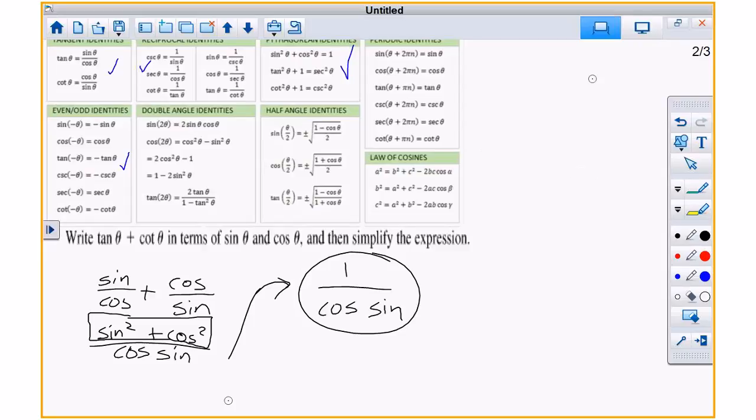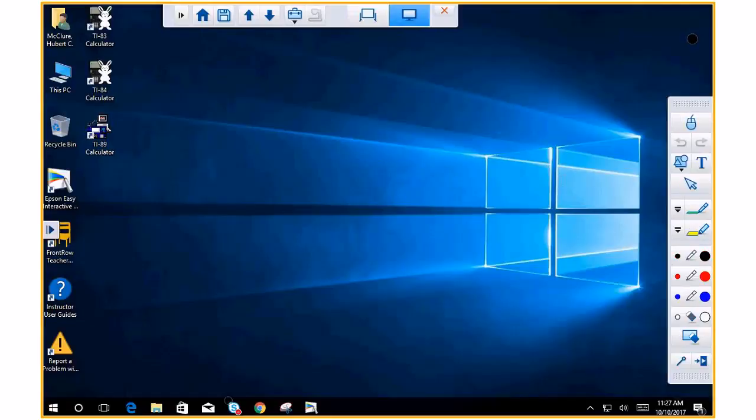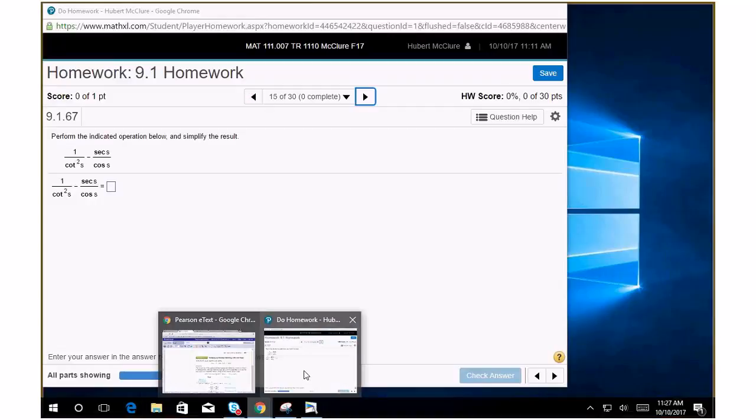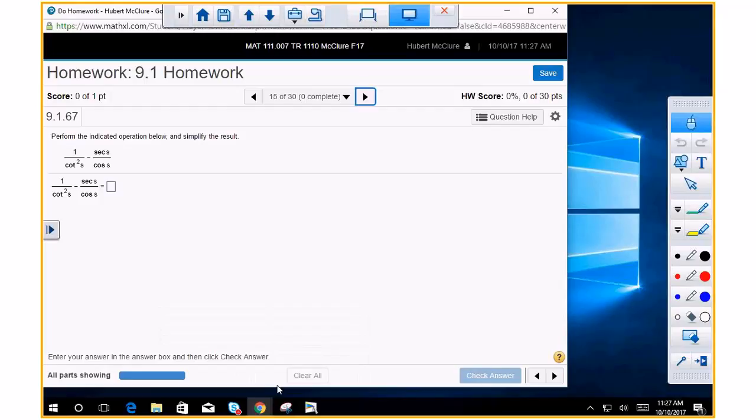All right, let's go to the homework. And the reason I'm devoting a whole day, or a whole class period, to this is because it's important. All right, try that one. Remember, try to get everything in terms of sine and cosine.